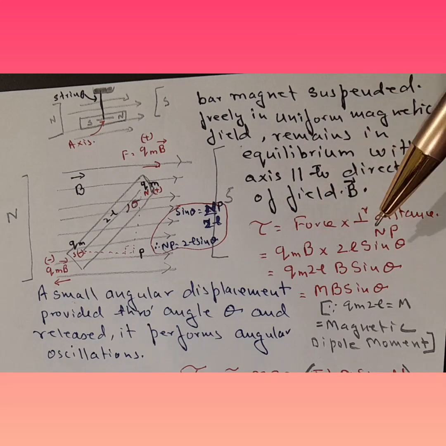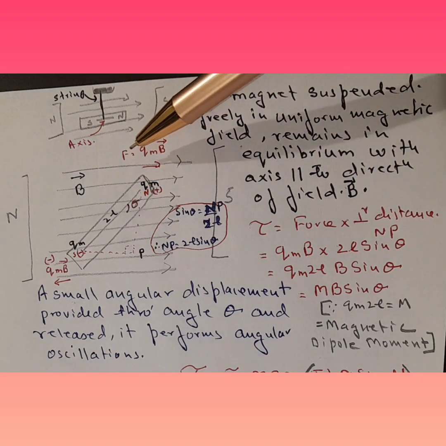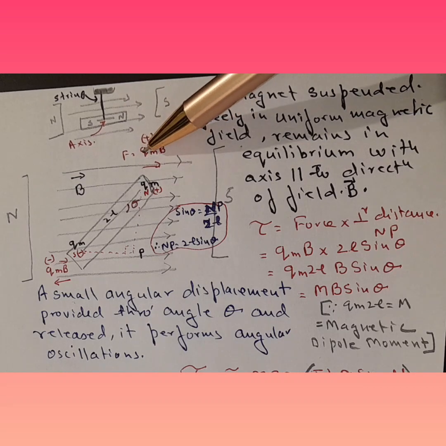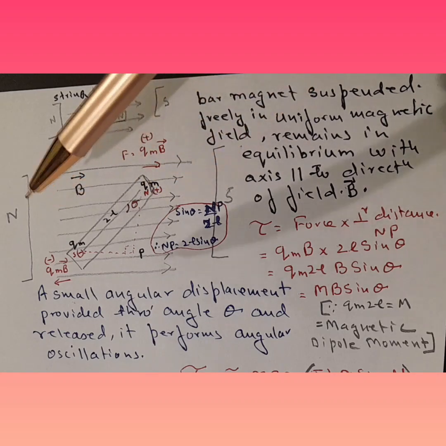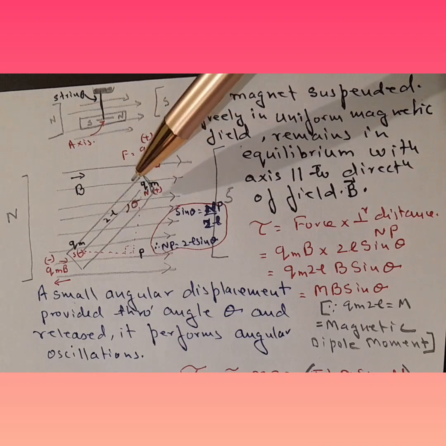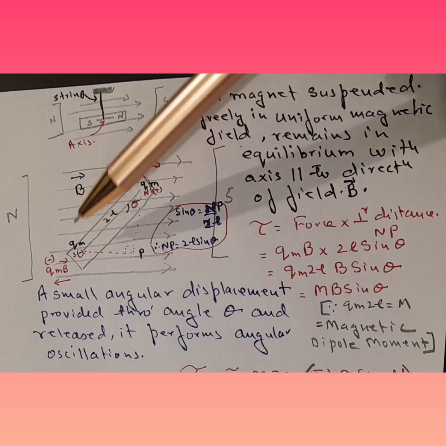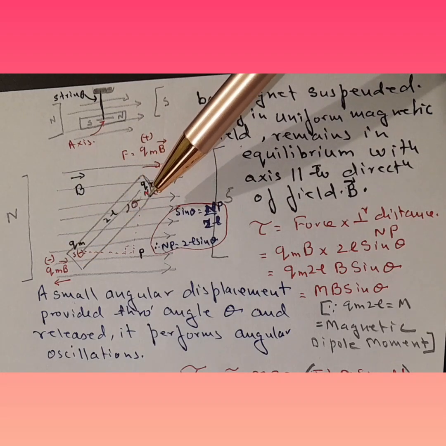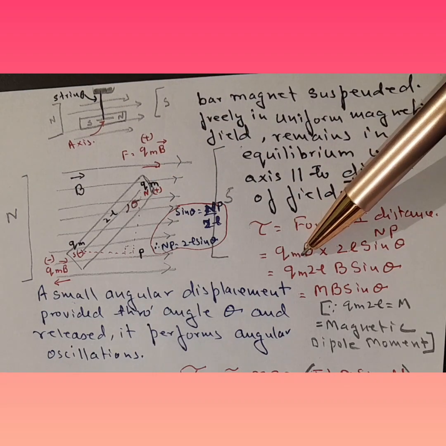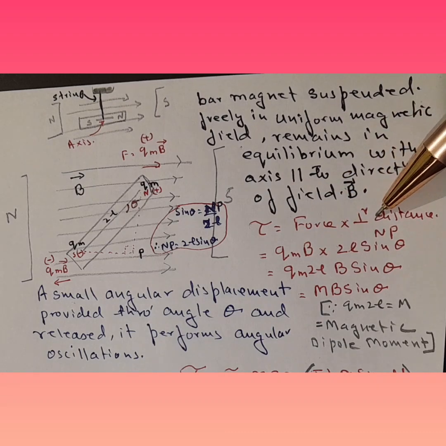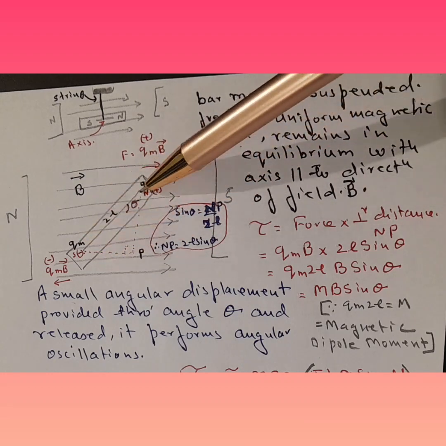Torque we know is force into perpendicular distance. So force we know is Qm into B, that is pole strength into magnetic field, is the force by which it is being pulled towards the positive side and towards the negative side. Owing to this, a torque is generated. Now force, we jot down the formula, and the perpendicular distance is NP. This is the perpendicular distance between these two.